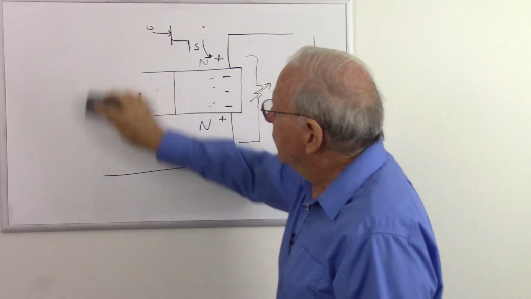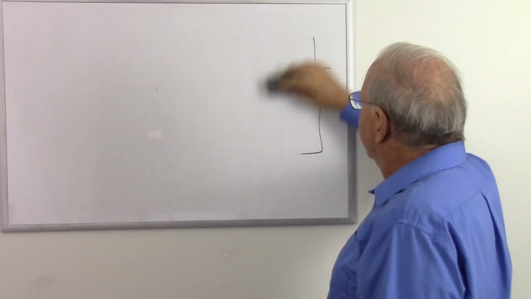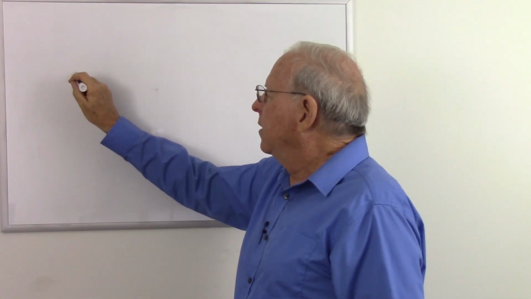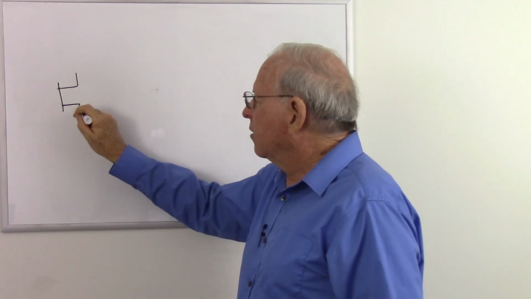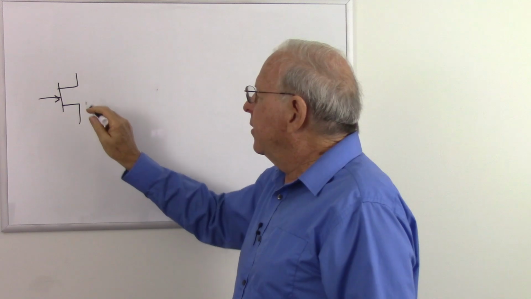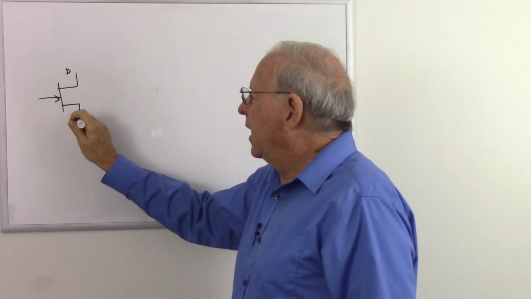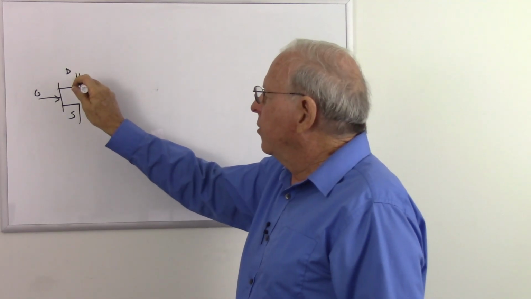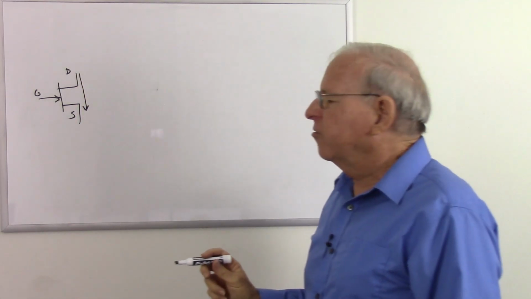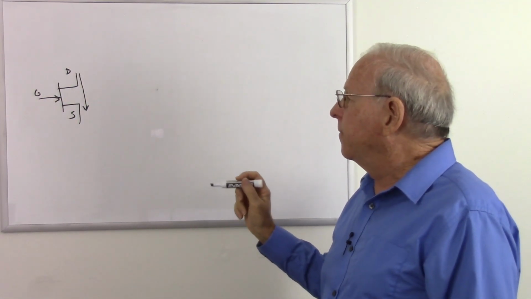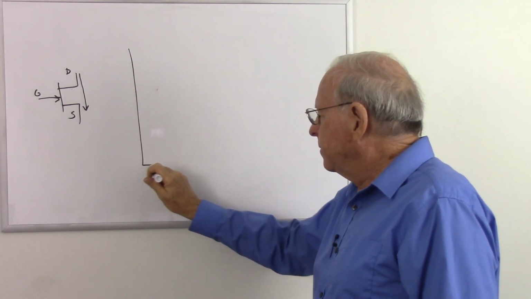So let's get rid of our drawing here. And let's draw an N-channel JFET here. And we have our drain, our source, and our gate. And we want current to conduct from the drain to the source. And how much current conducts is going to be dependent on the voltage at the gate. Now let's draw a little graph here.